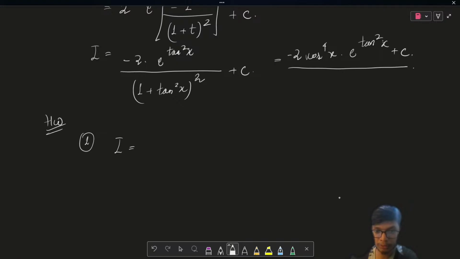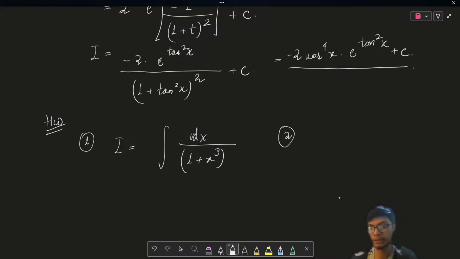The first homework problem that I want to give is to integrate dx upon 1 plus x cube. It is a simple integration, just try to do it by parts, right? The second integration I'm going to give is to integrate tan inverse of x upon x square. This is going to be an interesting problem. Try to think how you can apply the substitution, and then you can think of applying the by parts. Sorry, the partial fraction.